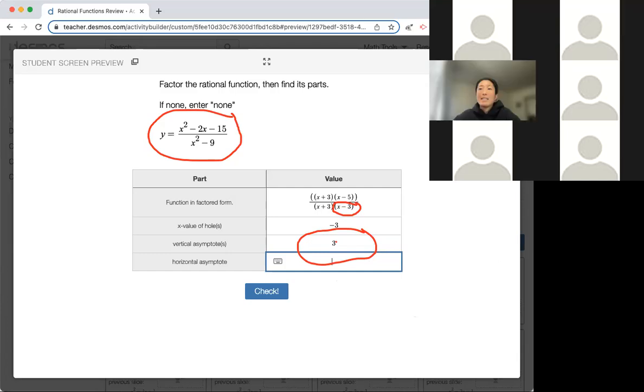All right. Last but not least question on here. Oh, yes, Nora, what's up? So let's say you have multiple factors in your denominator. Does that mean that you'll have multiple vertical asymptotes? Exactly. I love this what-if question.